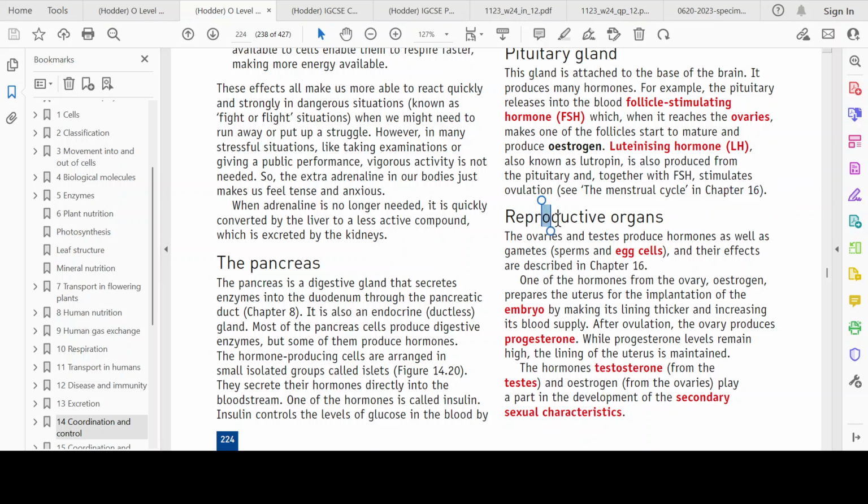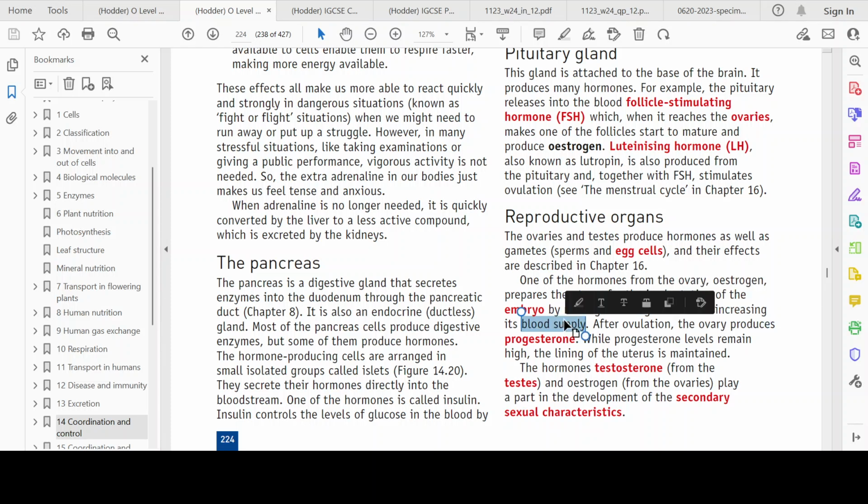And finally, you've got your reproductive organs. These are the ovaries and the testes. Not only do they produce the gametes, which are the reproductive cells, from the testes you get the sperm, from the ovaries you get the egg cells. In the ovary, one of the hormones that's produced is estrogen. We mentioned that. What it does is prepare the uterus for implantation of the embryo by making the lining thicker and increasing blood supply.